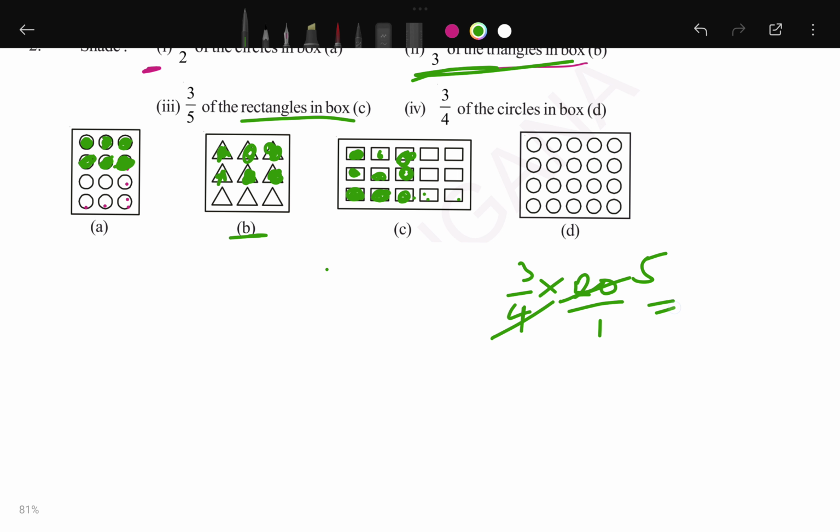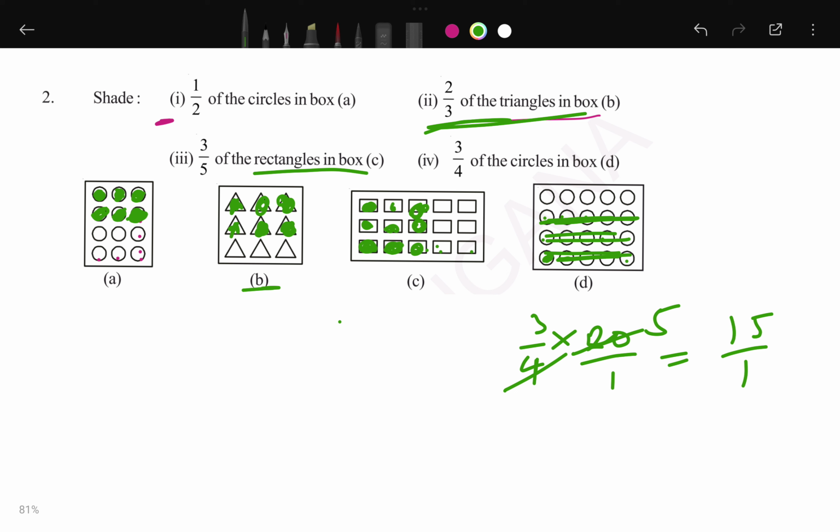Okay, so this is going to be 15 by 1. So 15 boxes we have to color. So let's color the 15 boxes. This is 1, this is 2, this is 3, this is 4, this is 5, 6 7 8 9 10, 11 12 13 14 15. So 15 boxes, you can color these boxes. Okay, right. So our second question is clear.